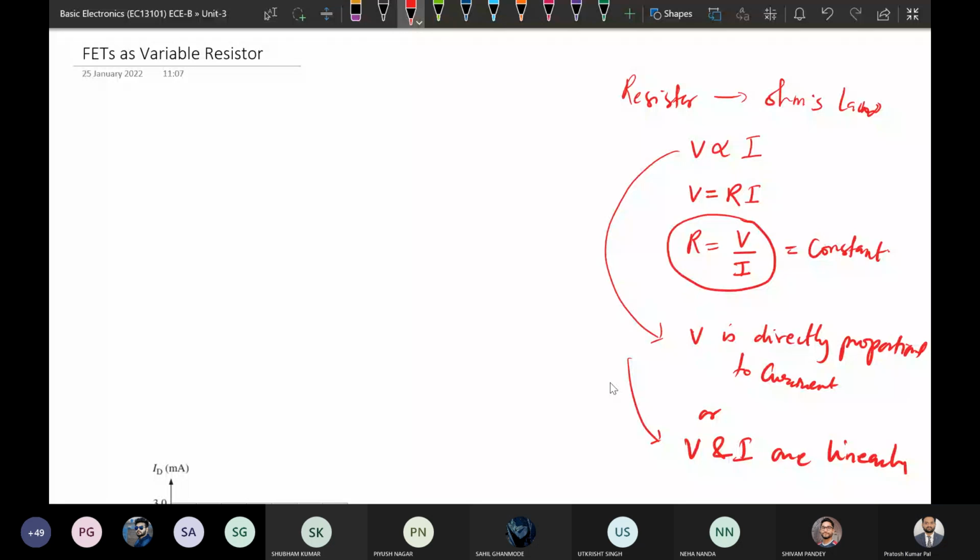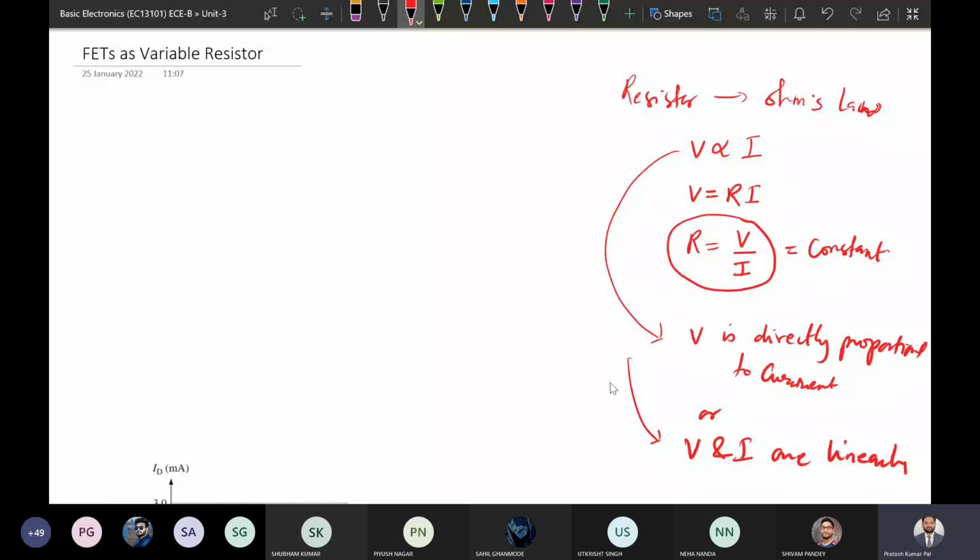If we look at this region, it shows different Q points. This is the DC load line, and on the DC load line we have the different Q points. For these different Q points, we will have different resistances. These resistances vary because of the change in voltage, because of the change in VDS. If there is a change in VDS, there will be a change in these resistance values.